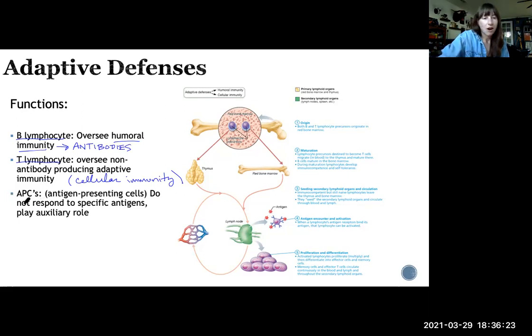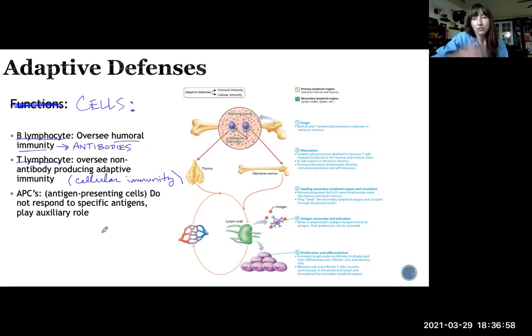APCs are antigen-presenting cells. So T lymphocytes, they don't create antibodies, and they don't always attack cells directly. Sometimes they need to be educated about what to attack. And how that happens is that antigen-presenting cells, these specialized cells. I'm actually going to change this to the cells of the adaptive defenses. These are like the key players.